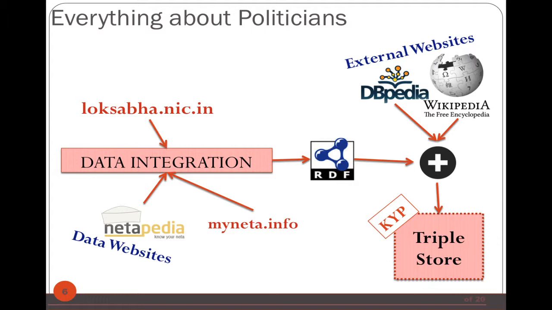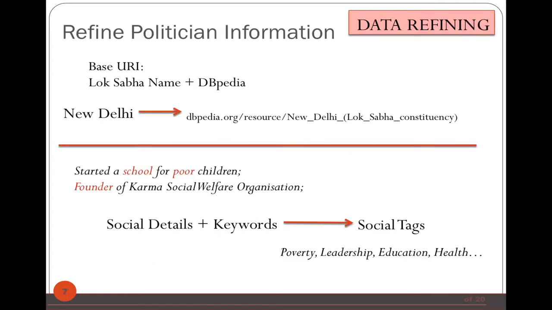So let's walk through the challenges we faced while integrating data from these diverse sources as well as the external websites. The first challenge was to refine the data, to create a base URI from the name of the state, the politician, and the constituency into a DBpedia URI. The second refinement we did is, if the text content said started a school for poor children, it implied that the person is working towards education and poverty, based on school and poor. So basically we refined this data.